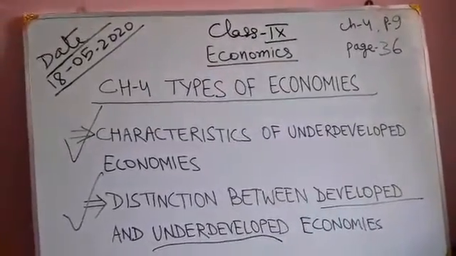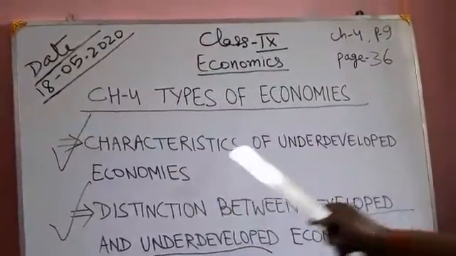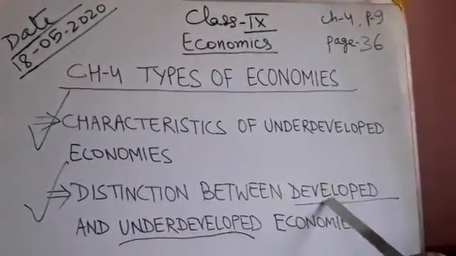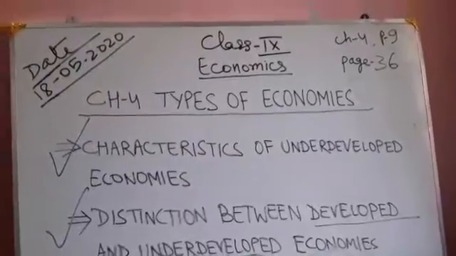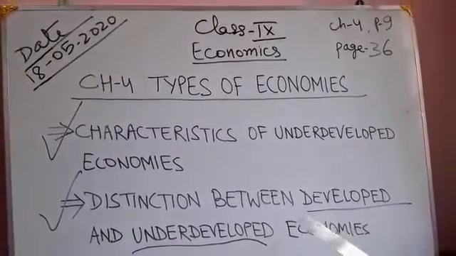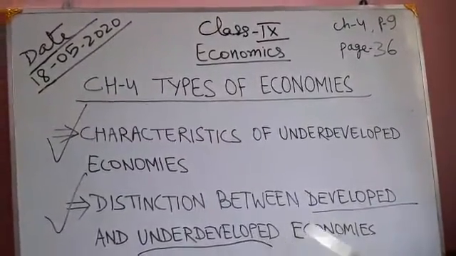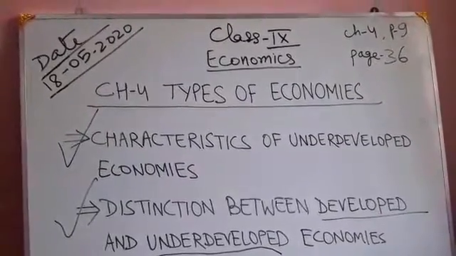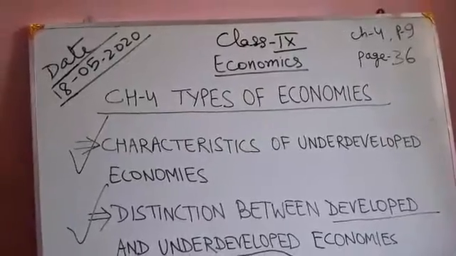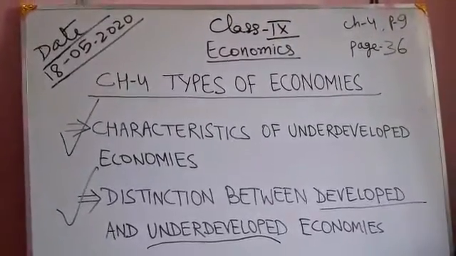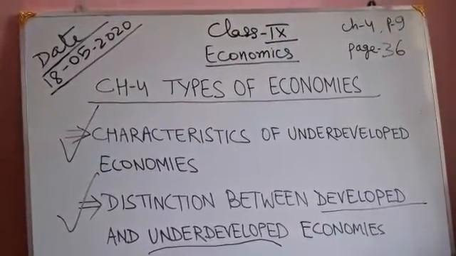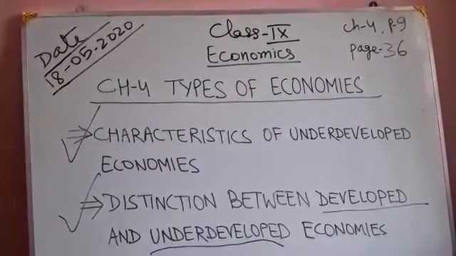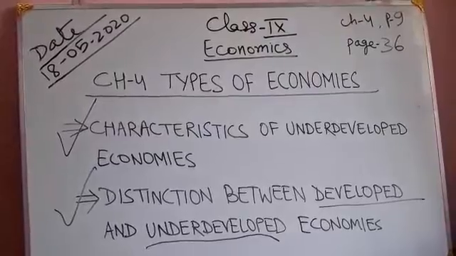In the last video, we discussed characteristics of underdeveloped economies. In this video, we will be discussing the distinction between developed and underdeveloped economies. Our main focus is the distinction between developed and underdeveloped economies. We will discuss the differences on 11 parameters, that is per capita income, incidence of poverty, occupation, technology, productivity, utilization of resources, population, distribution, employment, infrastructure and human capital.